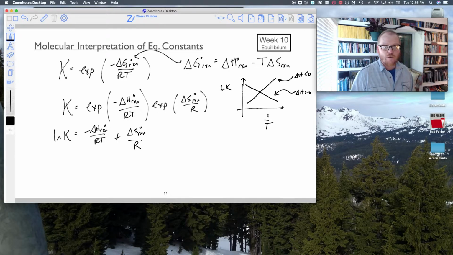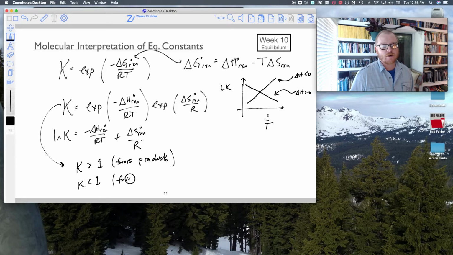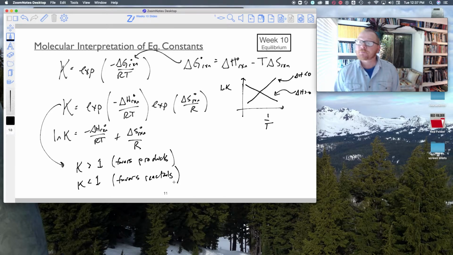And so in terms of equilibrium, what this favors now, okay? If I go back to this expression right here, we also remember from our Gen Chem, what does K greater than 1 mean and what does K less than 1 mean? Hopefully you remember this, but K greater than 1, we know favors products, and K less than 1 favors reactants.